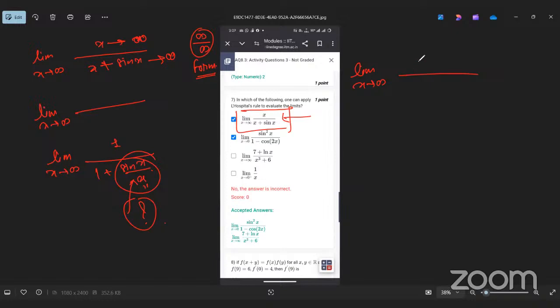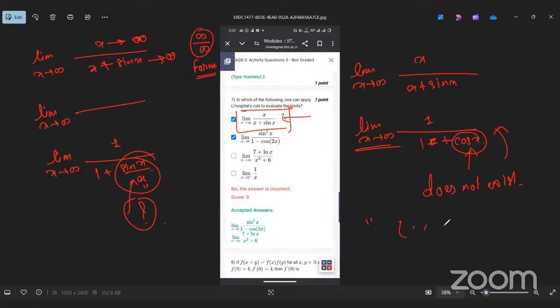And here also I think the same thing happens. If we apply L'Hospital rule, then limit x goes to infinity gives 1 upon 1 plus cos x, right? And this limit does not exist, because cos will shift from -1 to +1 as x goes to infinity. So that's why we cannot apply L'Hospital. Okay, ma'am. Okay, thank you.